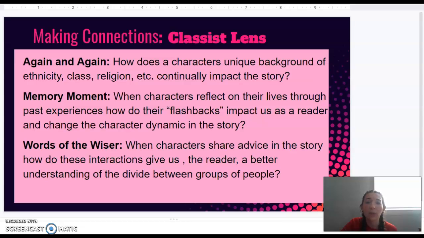Memory moments. When characters reflect on their lives through past experiences, how do these flashbacks impact us as a reader and change the character dynamic in the story? Words of the wiser. When characters share advice in the story, how do these interactions give us, the reader, a better understanding of the divide between groups of people?